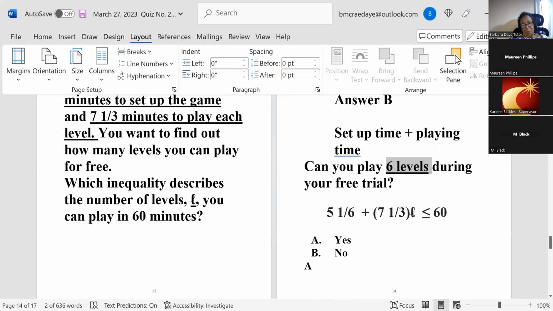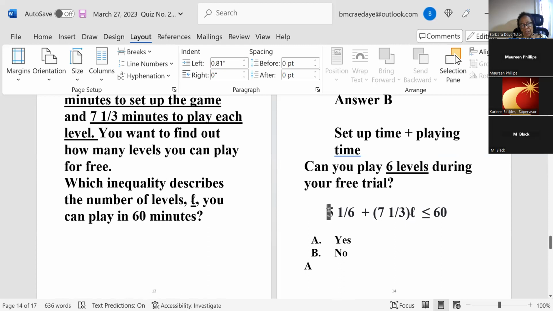And you don't really have to multiply it out, right? Let me just put here, where the L is, put a 6. So what's 6 times 7? You don't really need the fractions. What's 6 times 7? 42.